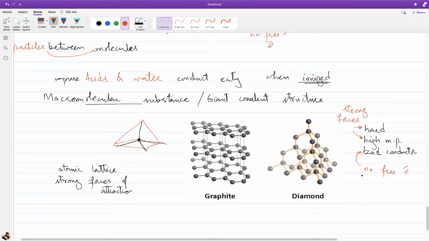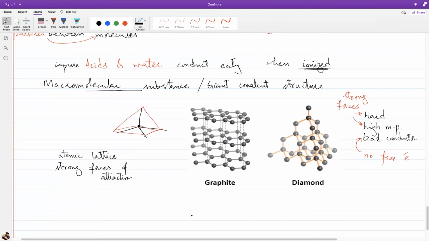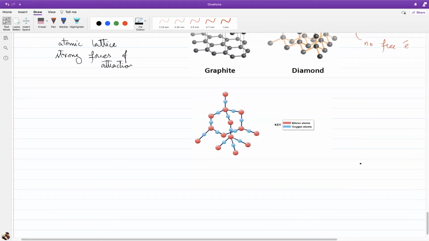That diamond is a form of a giant covalent structure, and diamond is not the only one. Silicon dioxide also behaves in a similar manner. Here's the structure of silicon dioxide. You can see over here that for every silicon atom, we have 2 oxygen atoms, silicon dioxide. But that does not mean that we have 1 silicon and 2 oxygen. This is very different from the molecule.